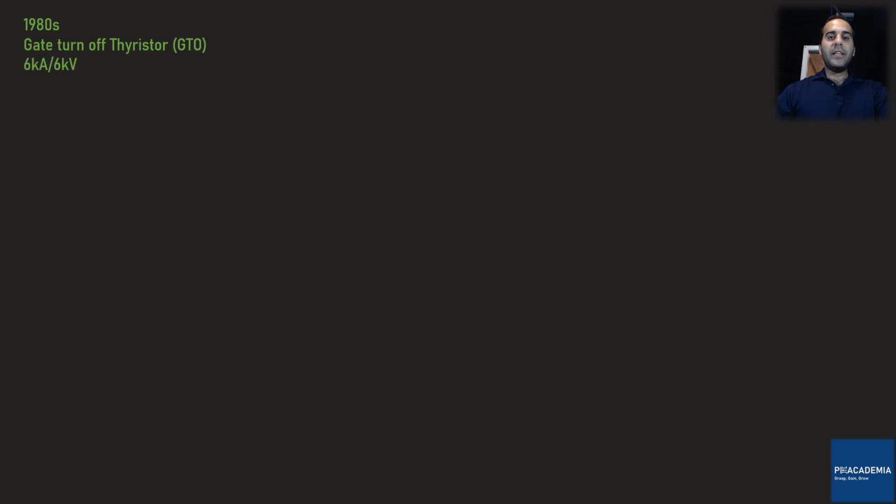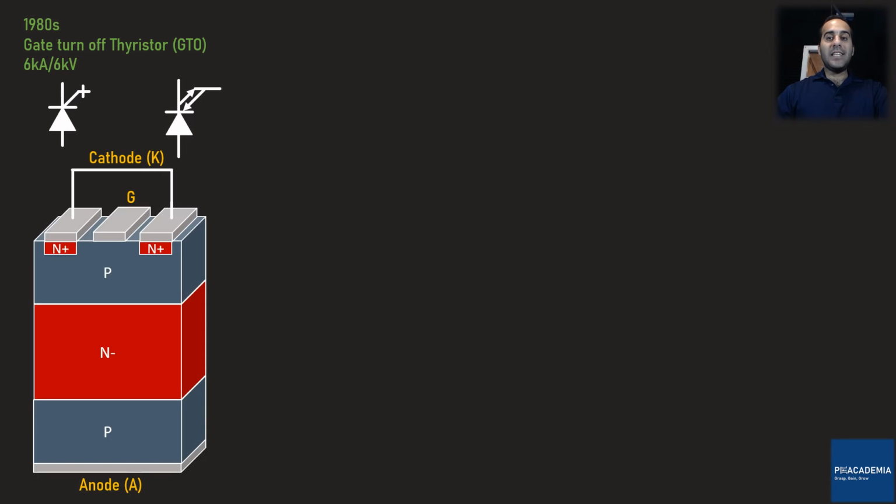The structure of a gate turn-off thyristor looks like this. Starting from the bottom, we have the anode terminal, then a P-type semiconductor, then an N- semiconductor. On the top of it, a P-type semiconductor and two small N+ regions. The N+ regions are connected together and they form the cathode terminal. The gate is connected to the top of the P semiconductor.